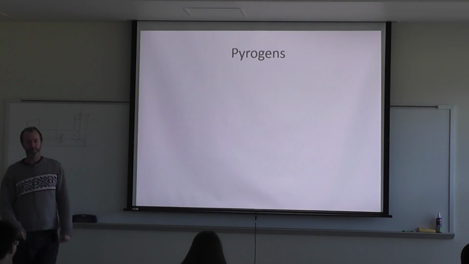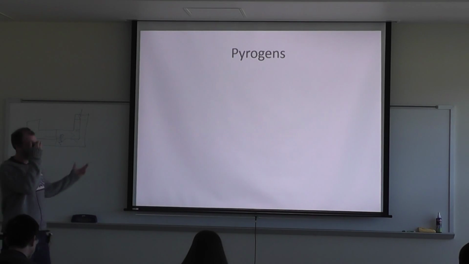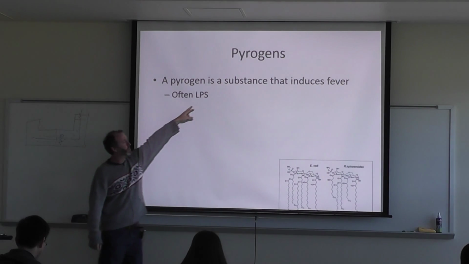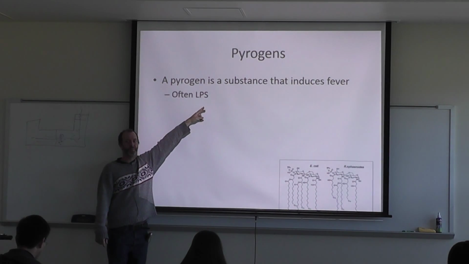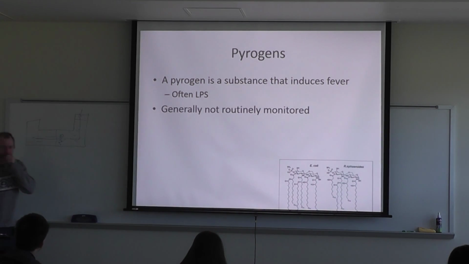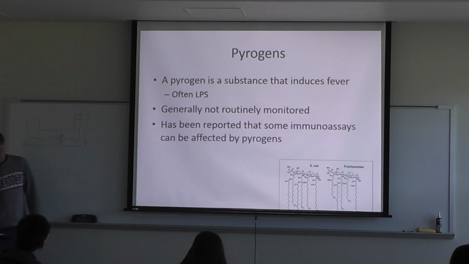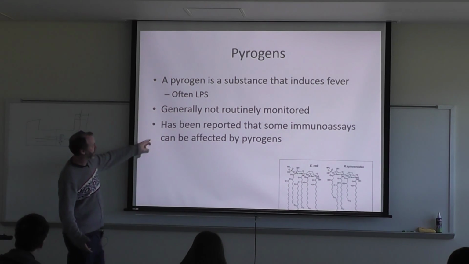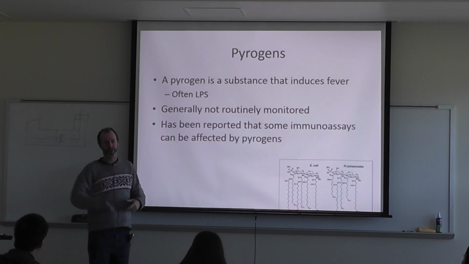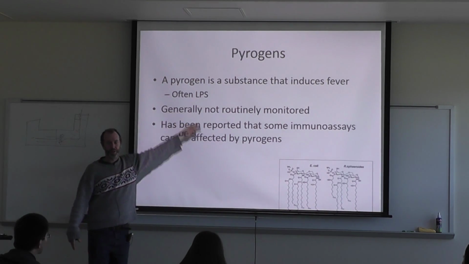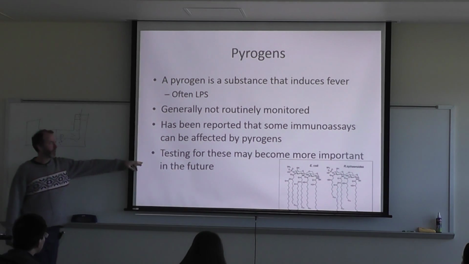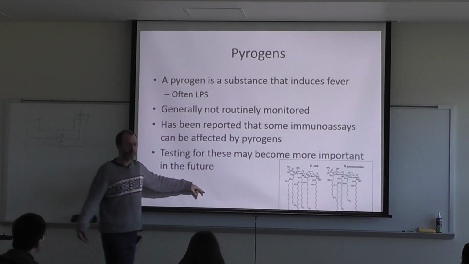Pyrogens. Remember pyrogens? They generate fever, right? Pyrogens induce fever. It's often LPS. What's LPS? Yeah, lipopolysaccharides. Generally not routinely monitored, but they can interfere with immunoassays. So immunoassays, you're running with antibodies. Pyrogens can bind to your antibodies and interfere with those assays. Testing for these may become more important in the future, especially with more and more immunoassays being developed.